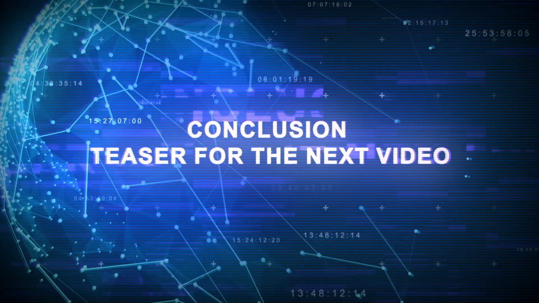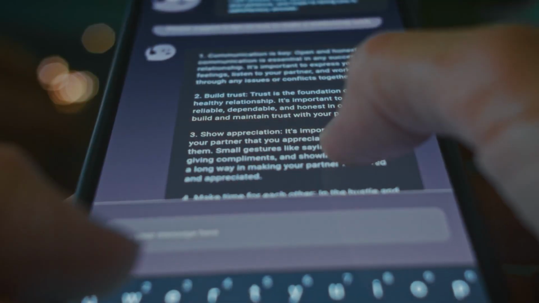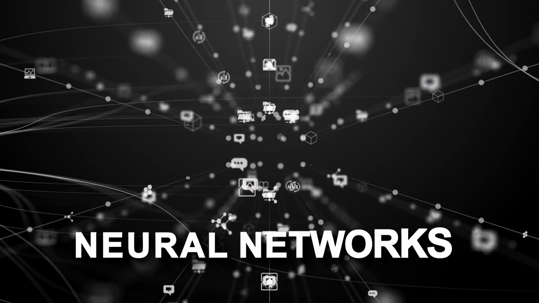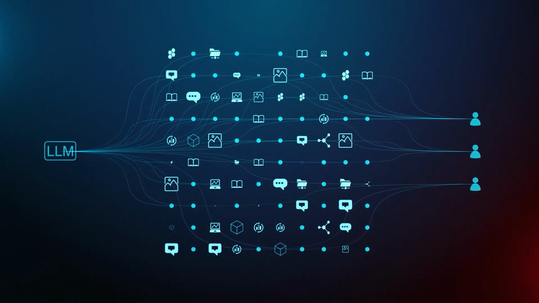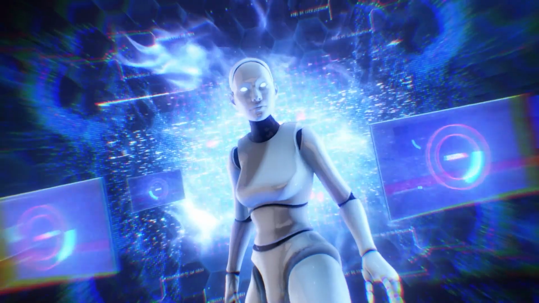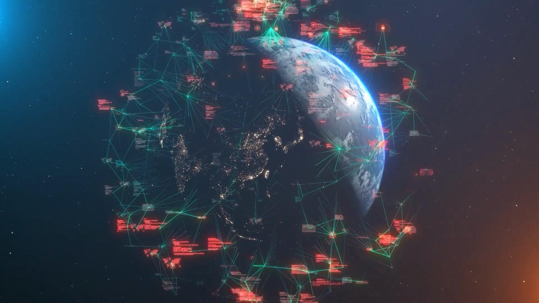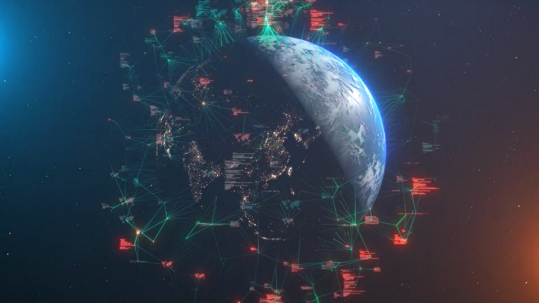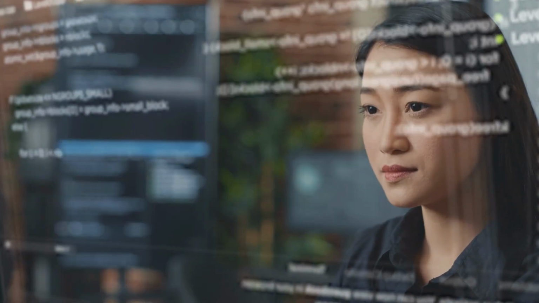Conclusion plus teaser for the next video. Language models like ChatGPT are built on the foundational concepts of embeddings, neural networks, and transformers. Together, they allow these models to understand language, predict the next word, and generate meaningful responses. They've already made a huge impact, and the possibilities are just beginning to unfold. In our next video, we'll dive deeper into embeddings, the foundation of everything. We'll break down how they work, how they help language models make sense of the world.